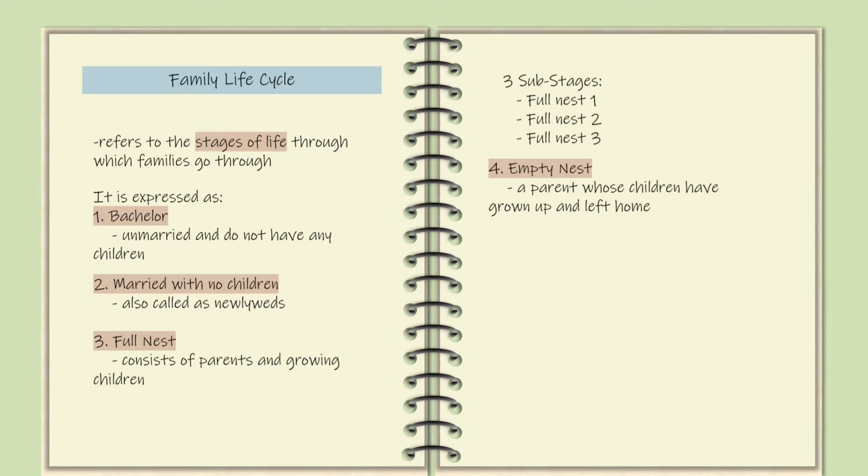Empty nest 2 consists of older single retired people, retired people living alone after the death of a partner. Life becomes lonely and income may reduce due to retirement. This again changes the consumption pattern and living style of old people.